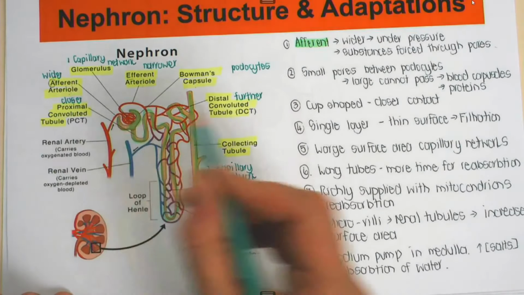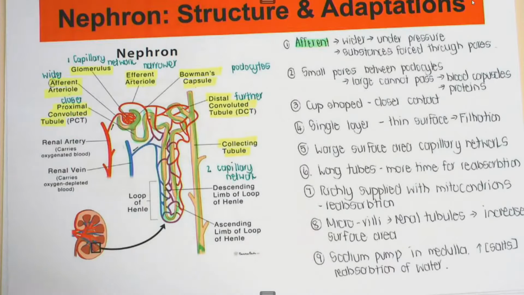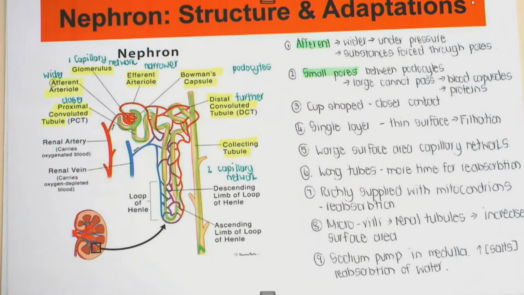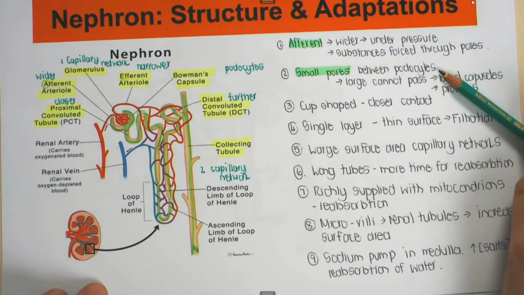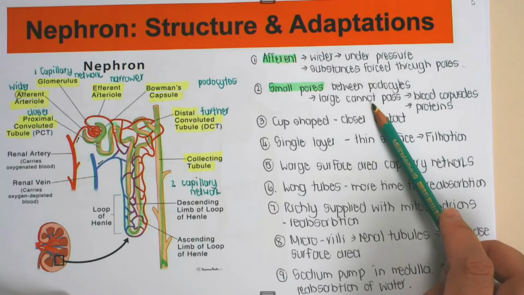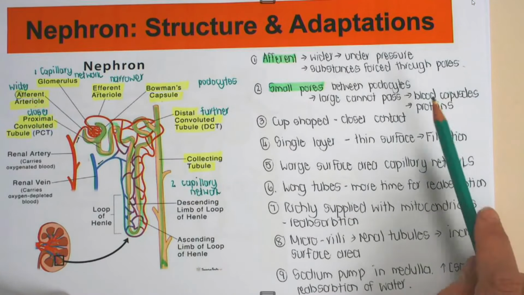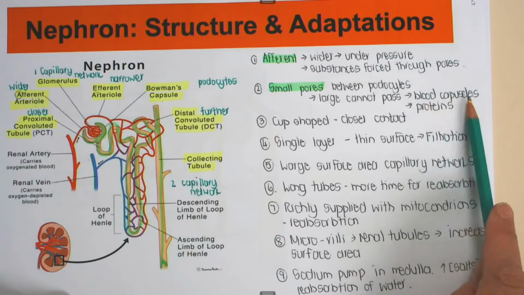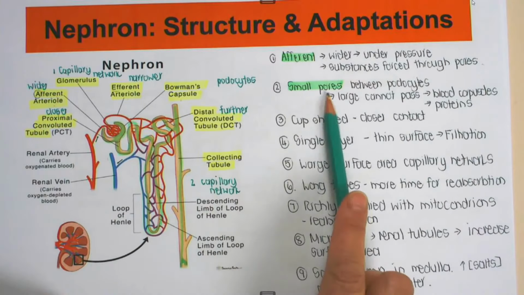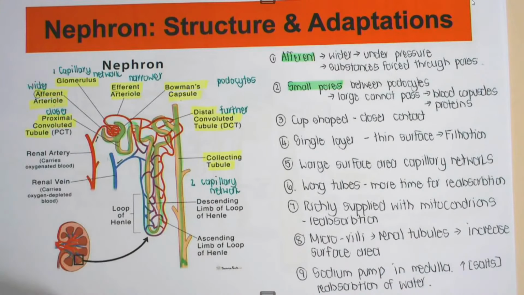because here, inside this structure, there's going to be small pores. And these small pores are going to be between specialized cells that we call podocytes. And they are small, these pores, because large molecules cannot pass here, like blood corpuscles and proteins. They are too big. They cannot pass through this small pore, so they stay behind. Only the small substances can pass.